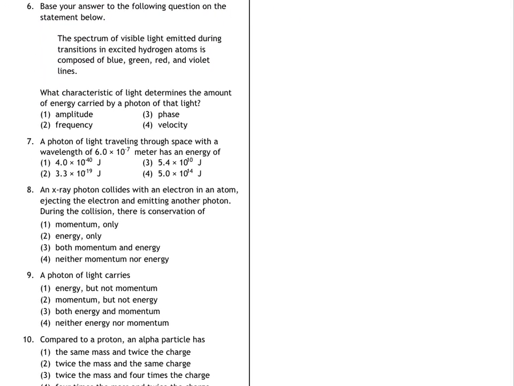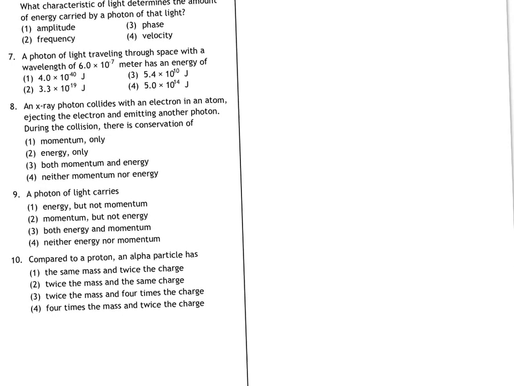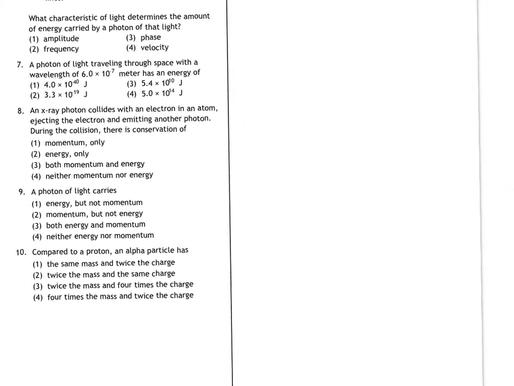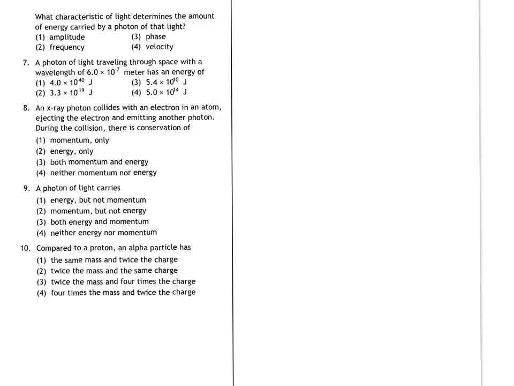Number 6, we have a spectrum of visible light, and it produces blue, green, red, and violet lines. What characteristic of light determines the amount of energy carried by a photon of that light? Generally, this is just going to be frequency, and that's because of Planck's equation, E equals hf. If frequency goes up, the energy goes up. If frequency goes up, the color changes. So there is an association between the color of light and the energy it has.